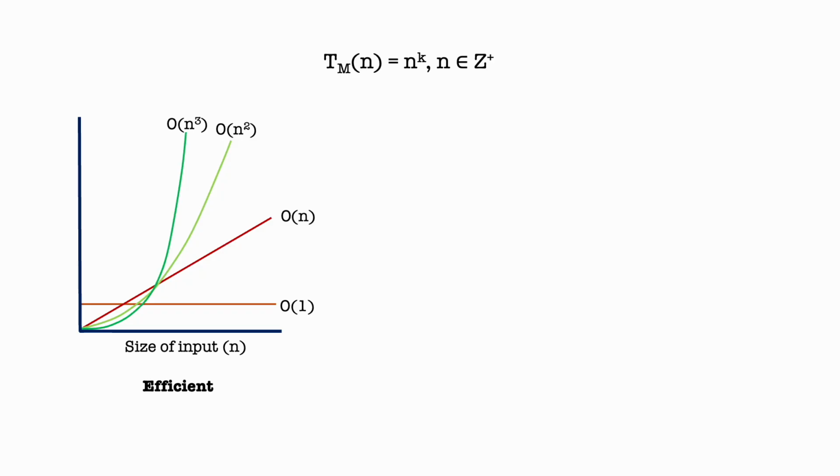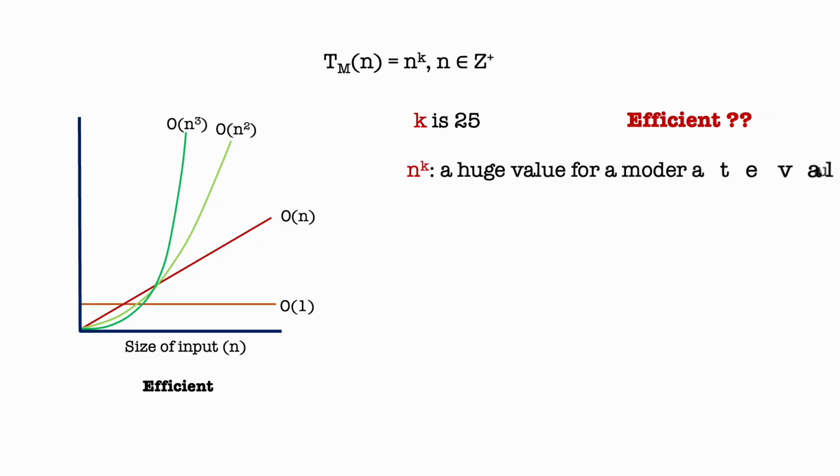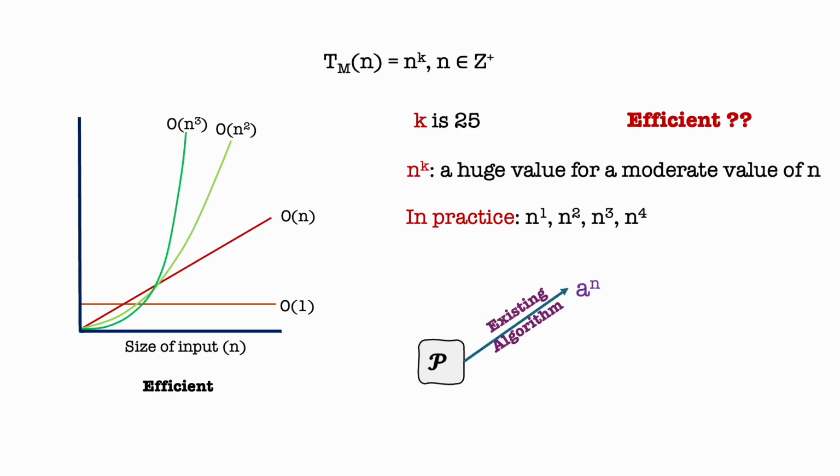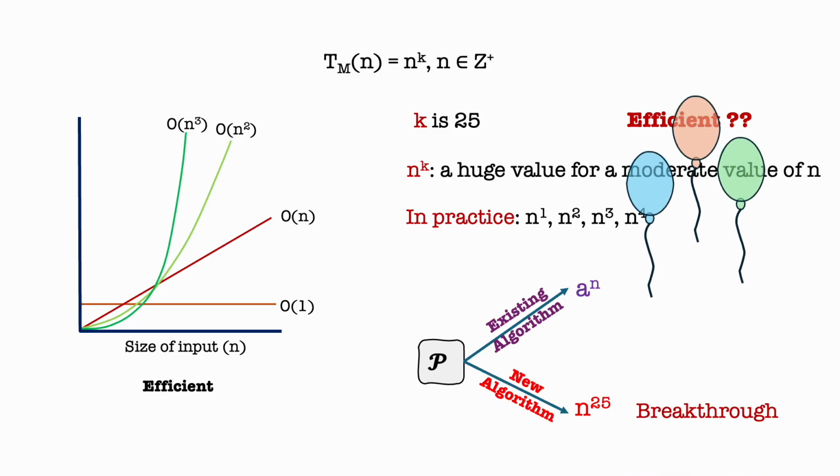Now, someone might argue, what if the value of k is 25? Would we still consider the algorithm efficient? Because n to the power 25 would be enormous even for a moderate n. The answer is that in practice, algorithms with polynomial time complexity typically have small, moderate values of k. However, if a problem currently has only exponential time algorithms and someone designs an algorithm with time complexity of order n to the power 25, it would still be considered a major breakthrough and relatively efficient compared to the exponential time. This was all about class P.